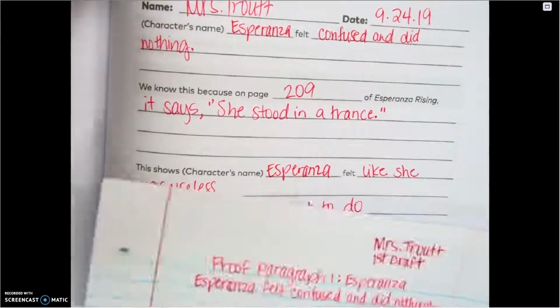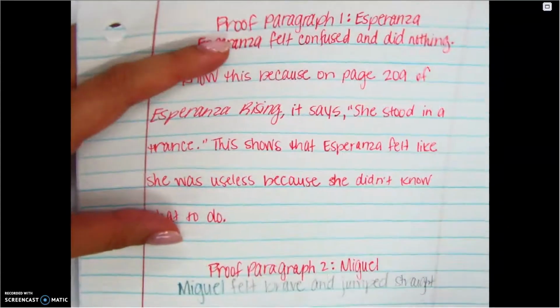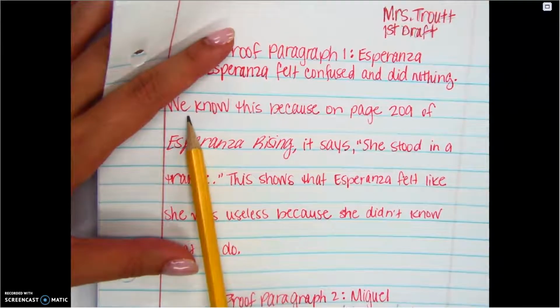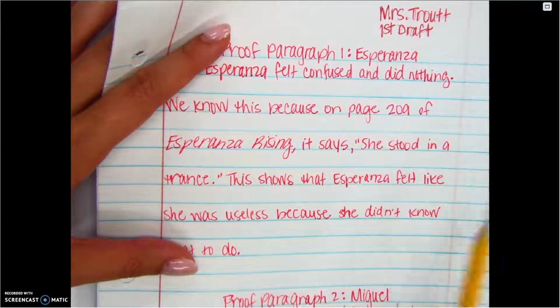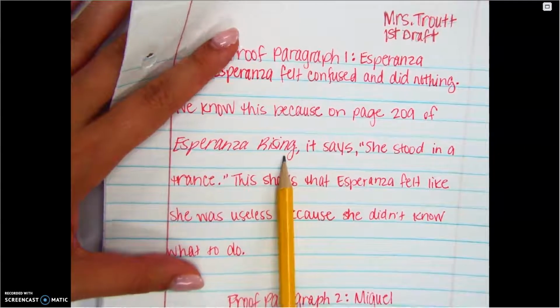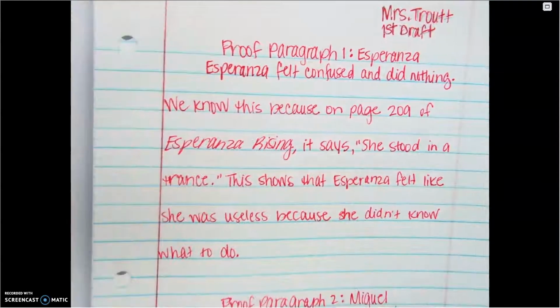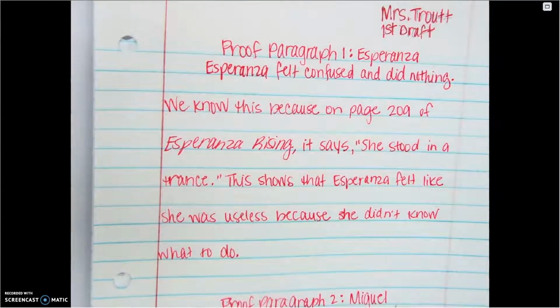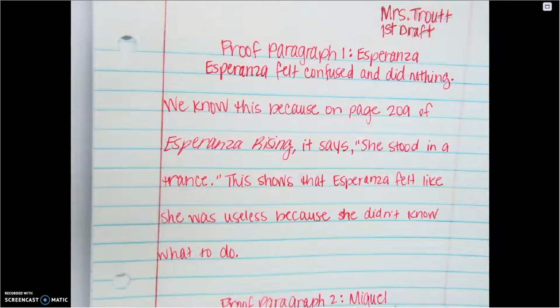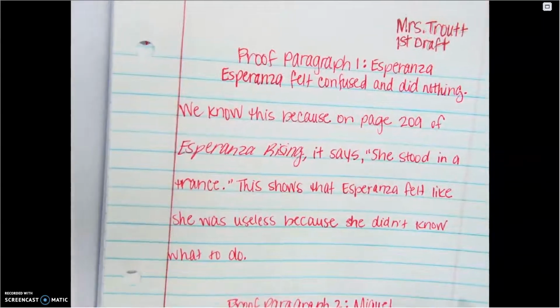So you're going to write down, we know this because on page whatever of Esperanza Rising, it says, and then put in your textual evidence. What do you have to do around the textual evidence? Put quotation marks. So at this point, I'm going to give you some time to come up with your second characters.